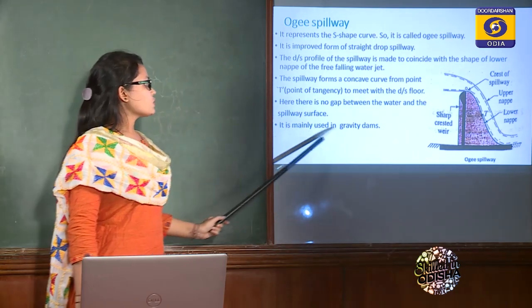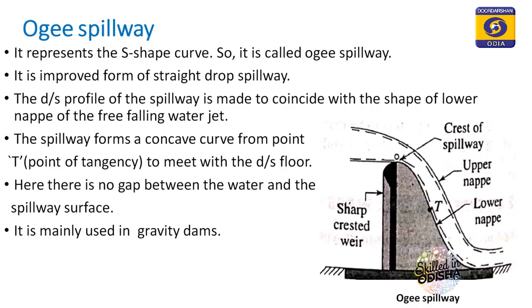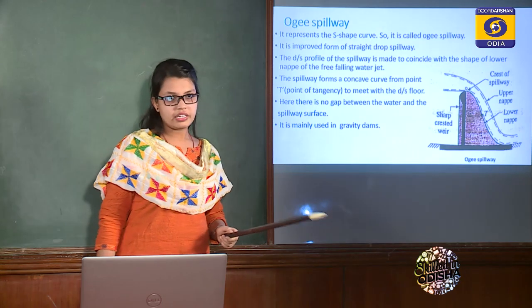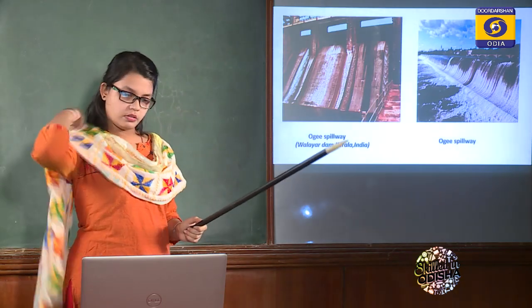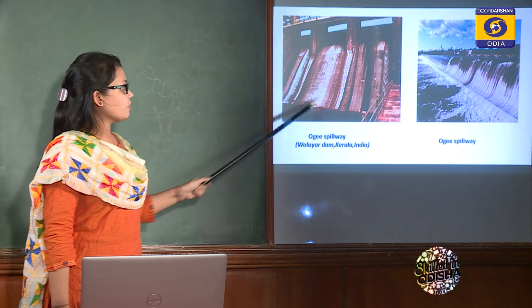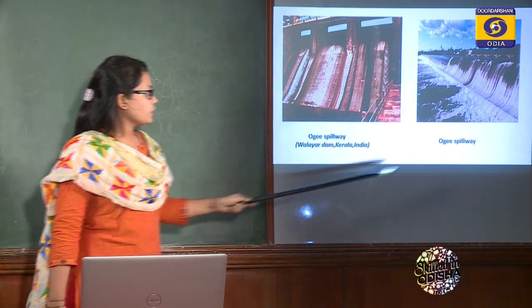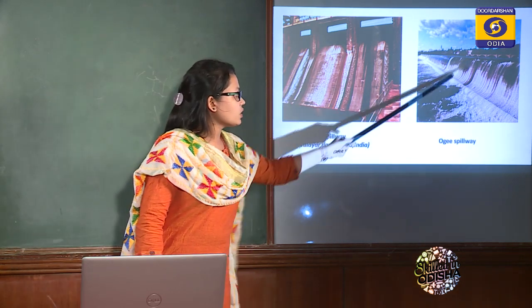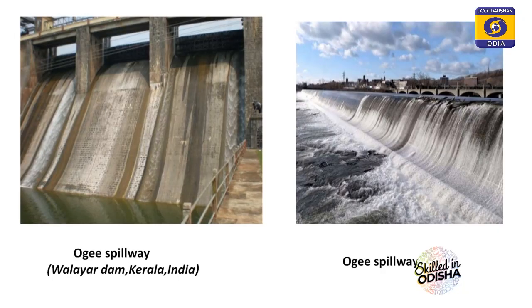So it is mainly used in gravity dam. So such type of spillways are used in gravity dam, in arch dam, buttress dam, mostly for concrete dams. So this is an example of OG spillway in Vallayar Dam of Kerala, India. So you can see that this is a S-shape curve. This is the OG spillway. This is another OG spillway, where water is flowing over the downstream face.